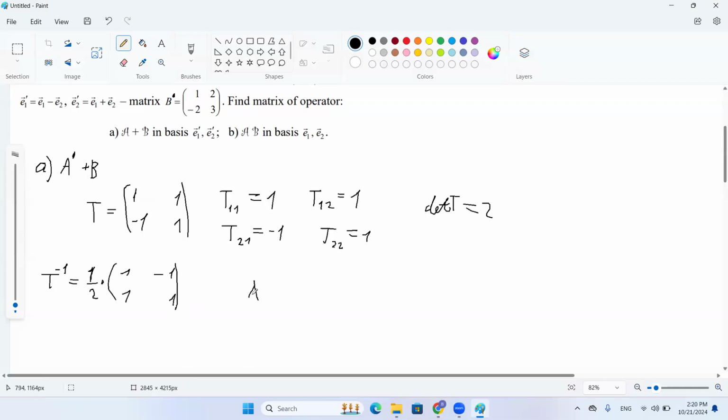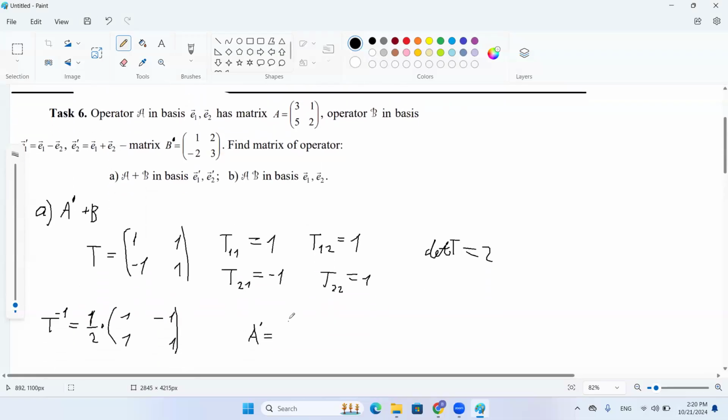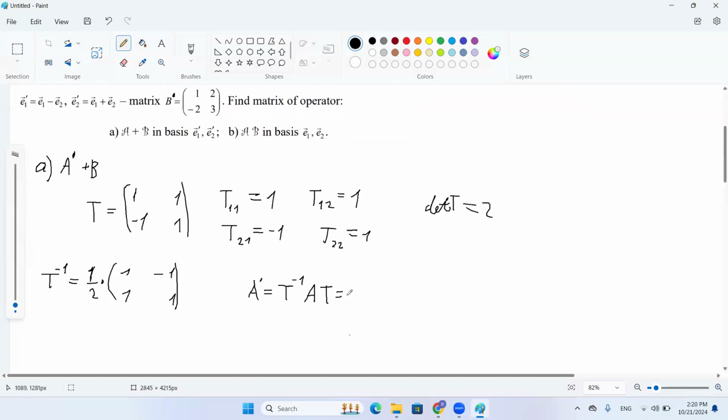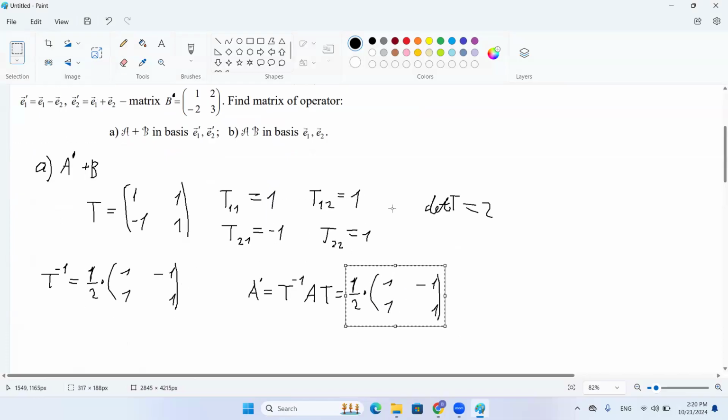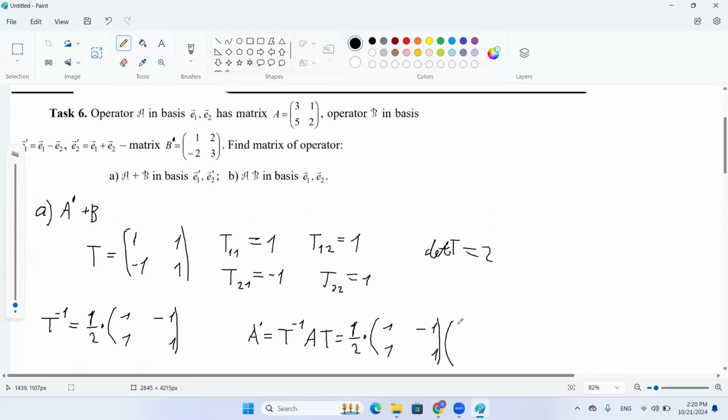And now let's find A prime. First of all, let's write the formula, and then we will substitute the matrices that we need. Okay. Three, 5, 1, 2.